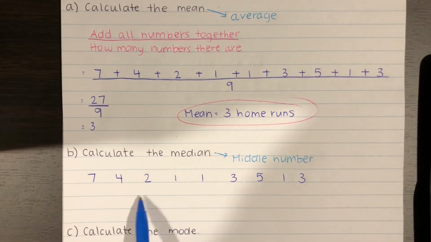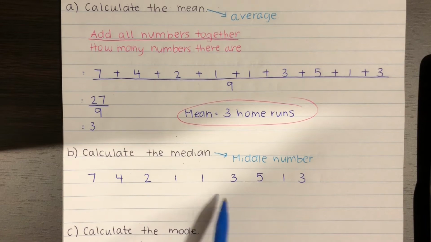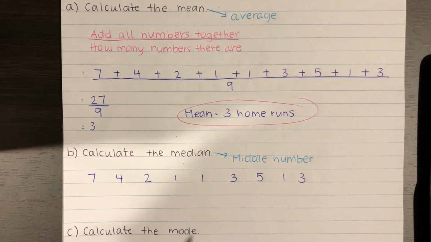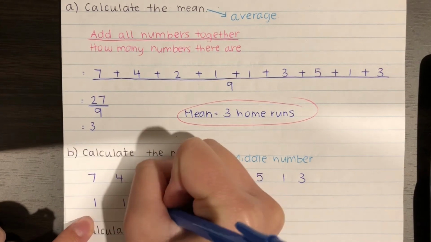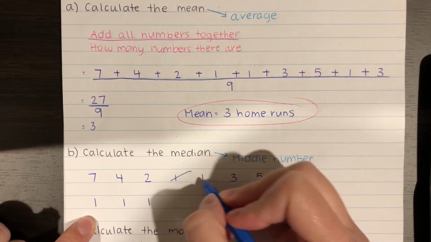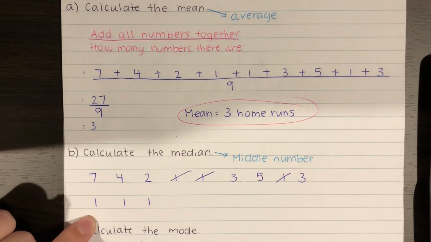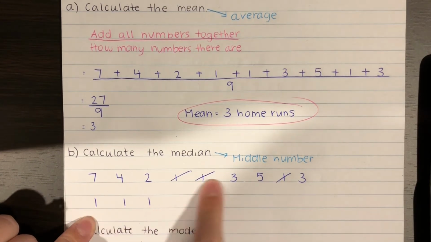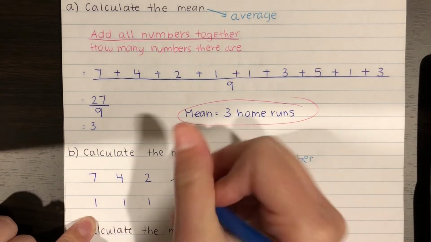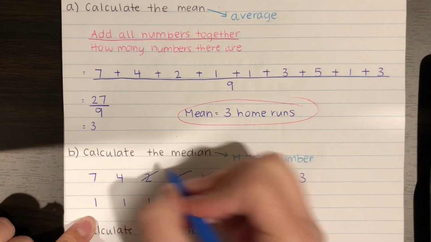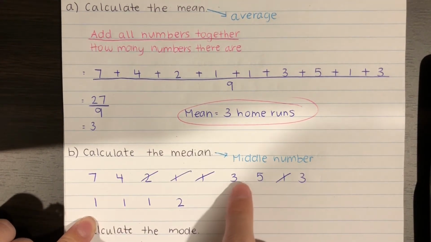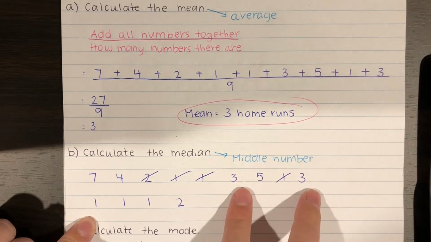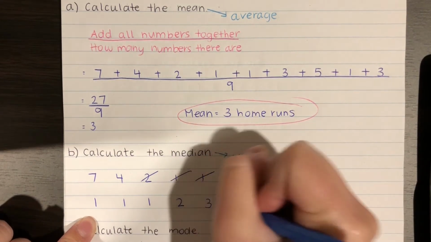Okay, so 1 is obviously our smallest number, and we've got 3 of them. So I can rewrite this as 1, 1, 1, because there are 3. And now I'm going to cross them out. What's my next smallest number? 2. So I'm going to write 2 next, cross it out. My next smallest numbers are 3, and I have 2 of them. So I'm going to write 2 3s.